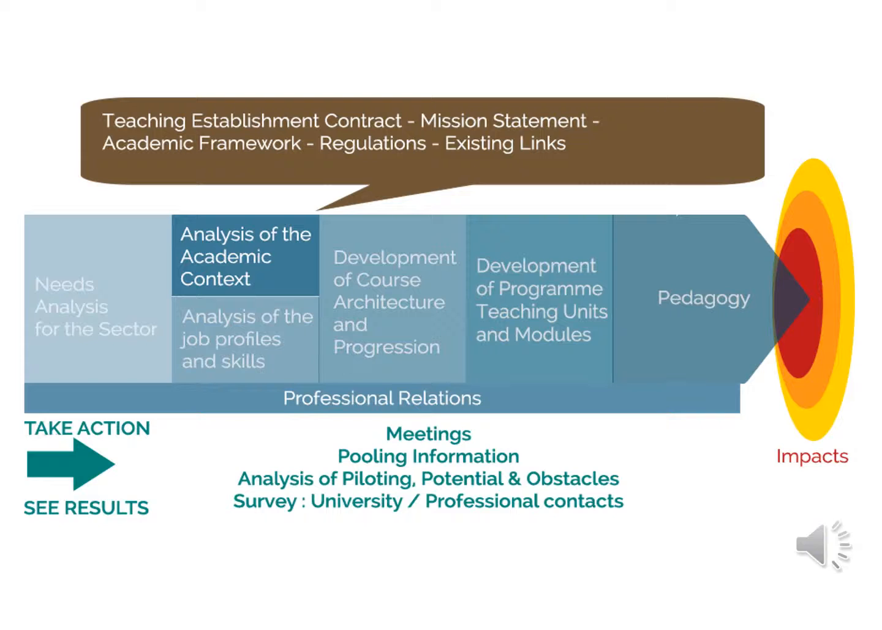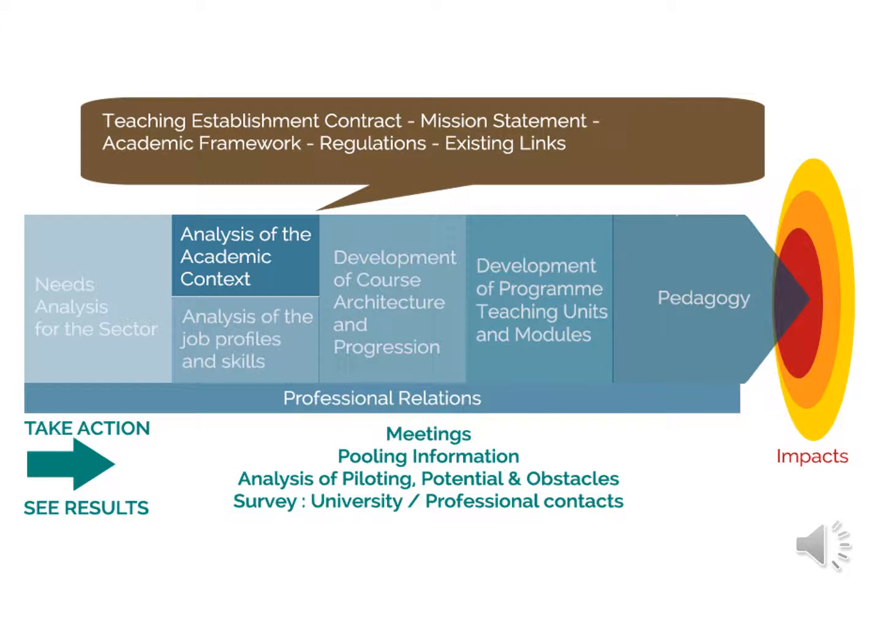The second step is the analysis of the academic context. This is the point at which the teaching establishment itself commits to being a partner in the development of the course. Political and institutional intentions must be addressed here. The appropriate academic framework must be identified. Existing courses must be listed and the level of qualification targeted. Student profile also must be decided. The regulatory framework must be established and existing links with professionals retained.